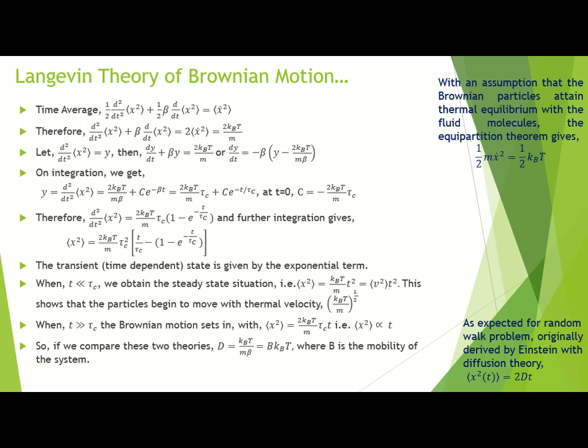Alright, so with this we finish Langevin's theory of Brownian motion. The advantage of Langevin's theory is that it can tell you what the situation is in the beginning, and it is more accurate than the diffusion model. The diffusion model predicts accurately what will happen when t is very large, whereas Langevin's model can explain when t is small as well as when t is very large.